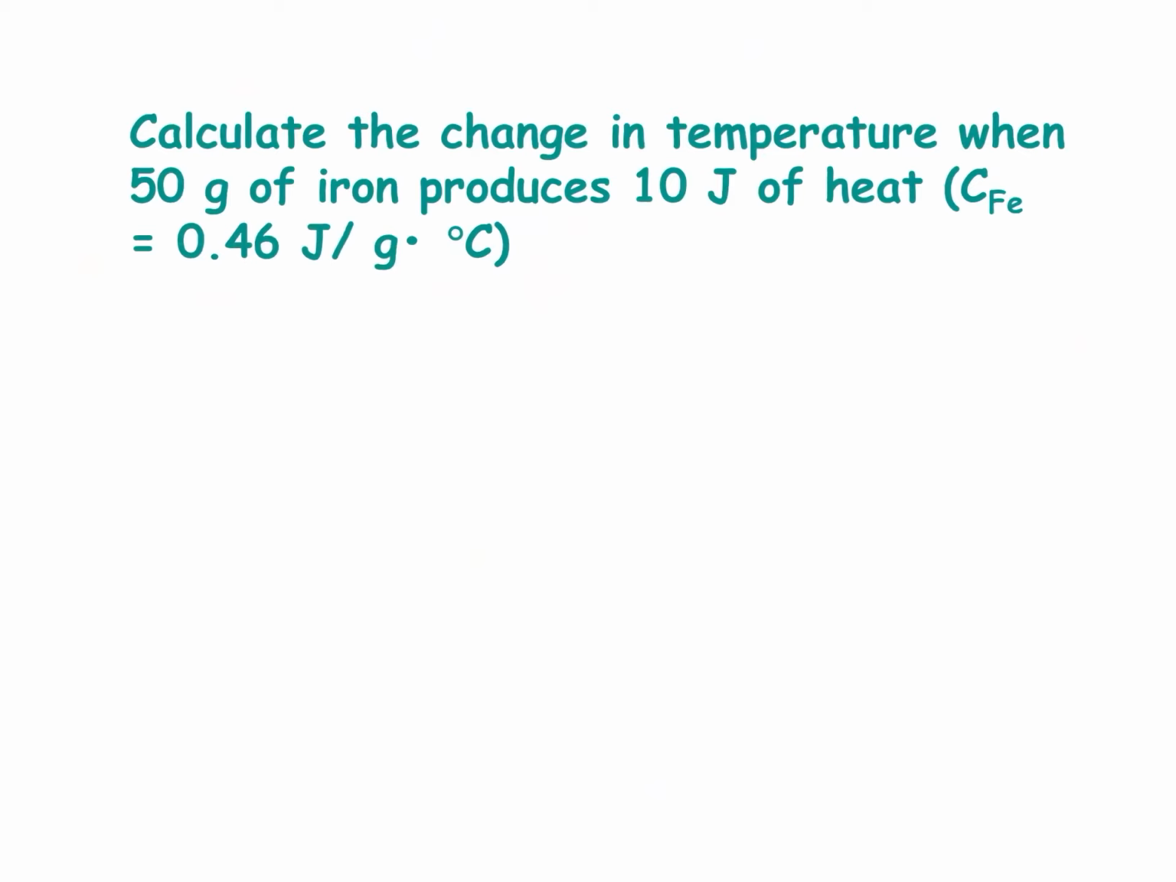Calculate the change in temperature. So change in temperature is delta T, when 50 grams of iron produces 10 joules of heat. And I'm sure I've got something like this going on for sig figs. Now, notice I'm not dealing with water. I'm dealing with iron. So since it's iron, I had to be provided the specific heat value. So I'm looking for delta T.